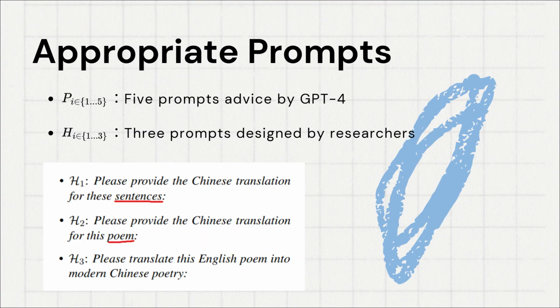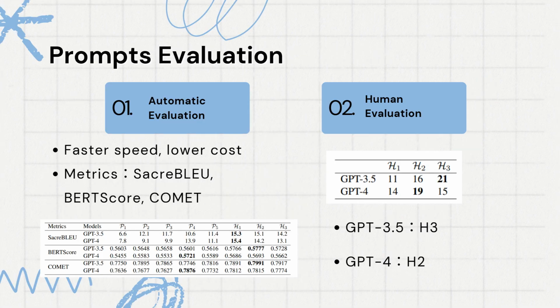First, they compared 5 GPT-recommended prompts with 3 self-designed prompts to see which performed better. Second, they used both automatic evaluation and human evaluation to assess the prompts, with automatic evaluation involving metrics like SacreBLEU, BERTScore, and COMET. Since BLEU scores tend to be lower for language generation tasks, this comparison highlighted the limitations of traditional evaluation methods. Results showed that the designed prompts consistently outperformed the advised prompts.